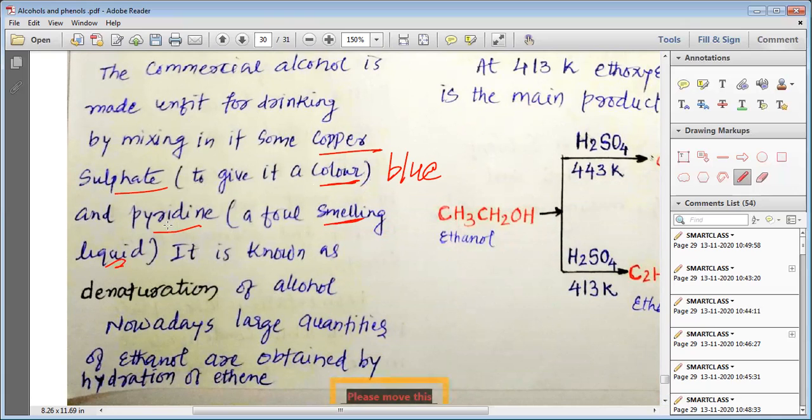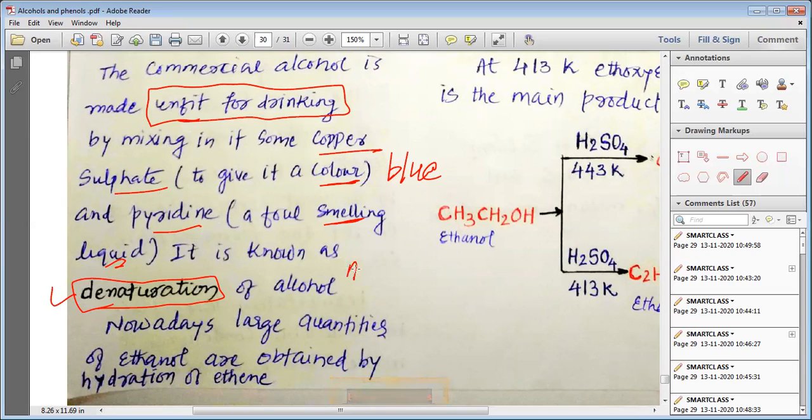and pyridine is added for smell. Pyridine has a special smell, and this process of adding copper sulfate and pyridine to alcohol for making it unfit for drinking is known as the denaturation of alcohol, and such alcohol contains methanol.